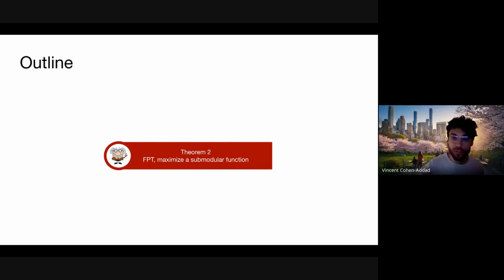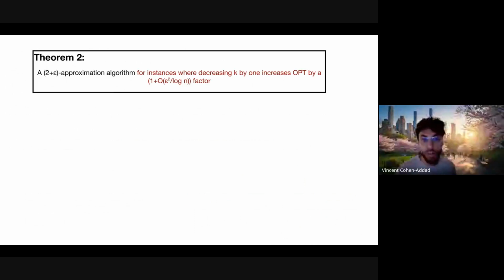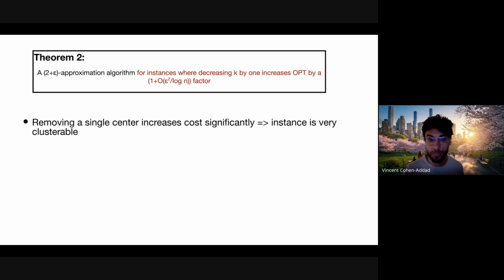And then I can mention this Theorem 2, which gives us a 2 + epsilon approximation for instances that are stable, for which decreasing K by 1 increases R by a small amount. So what does that mean? That means that if you remove a single center, then you increase the cost by a somewhat significant amount, right? By opt. Like if you remove one center at random, you might expect to increase the cost by opt over K or something like this, right? Like if all the centers are the same. But here that's not the case.